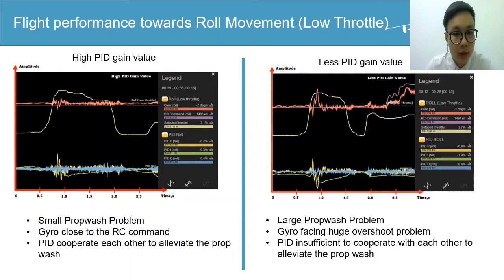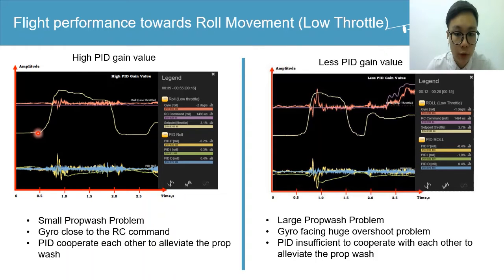So let me explain the graph first. This is the result of the low throttle action on the roll axis. On the left side is the high PID value and on the right side is the low PID value. For the above part, the red color is the gyro response, which is the response from the quadcopter, and the purple color is the RC command, which is the stick command from the player. The yellow color here is the throttle level of the stick command.